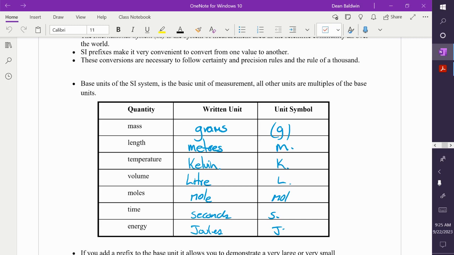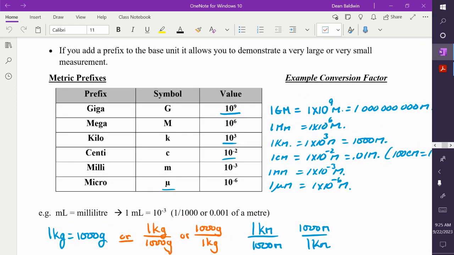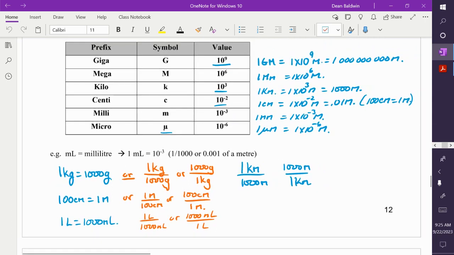These are the base units. Then we added prefixes. So giga, mega, kilo, centi, milli, micro. The ones you should know are kilo and centi, basically.